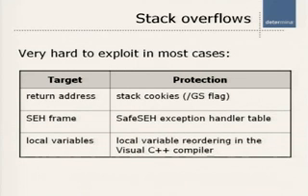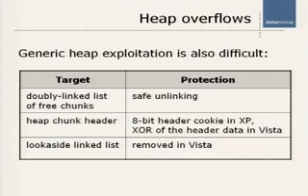In addition to that, the compiler will move the arguments of the function, which could also be pointers, to the top of the frame. So you can no longer override those either. So pretty much this makes the standard case of buffer overflows on the stack non-exploitable. So what does this leave us with? Heap overflows.